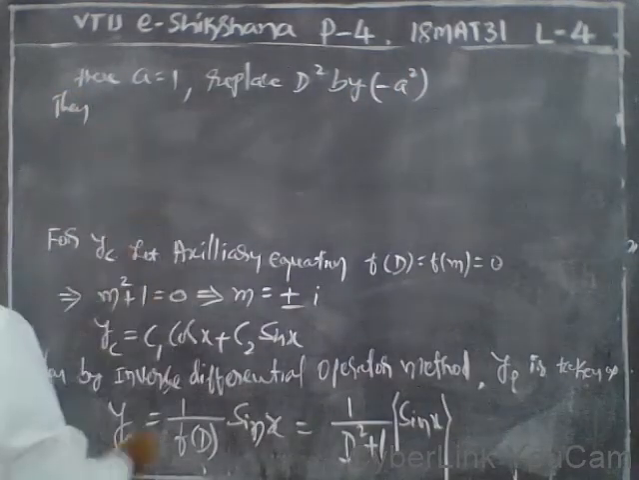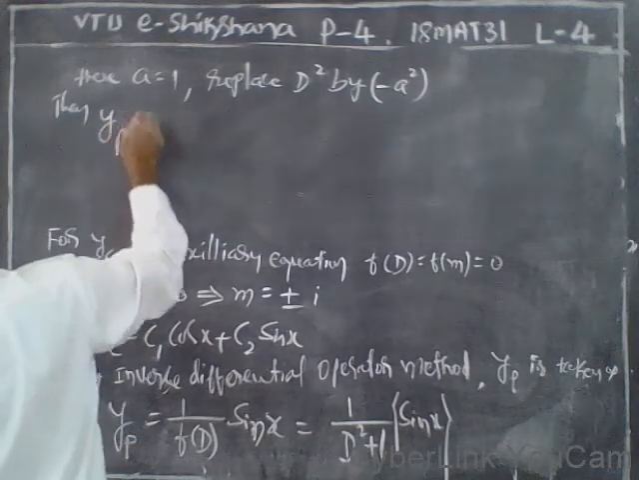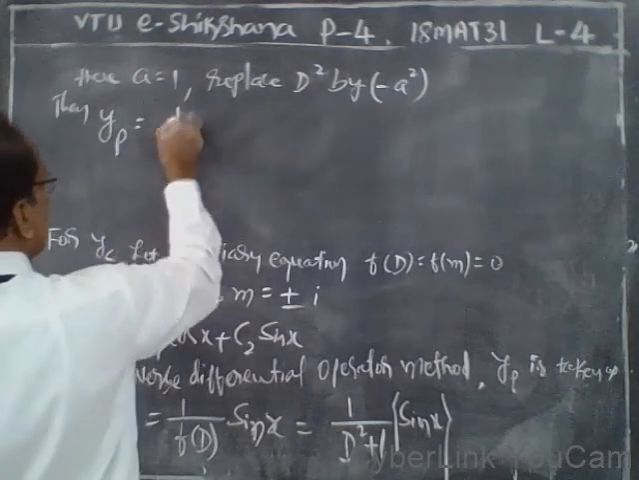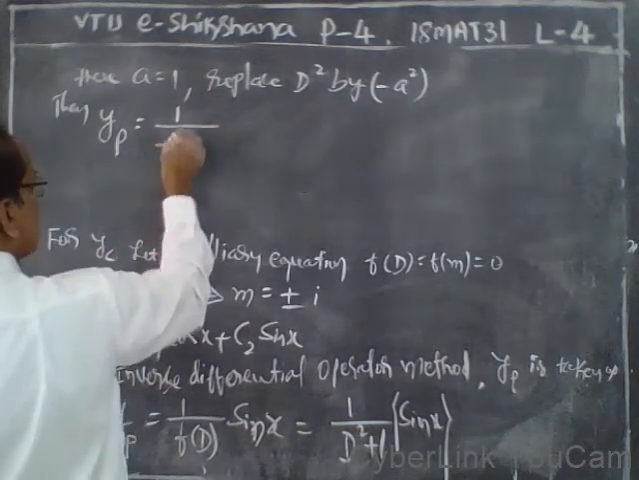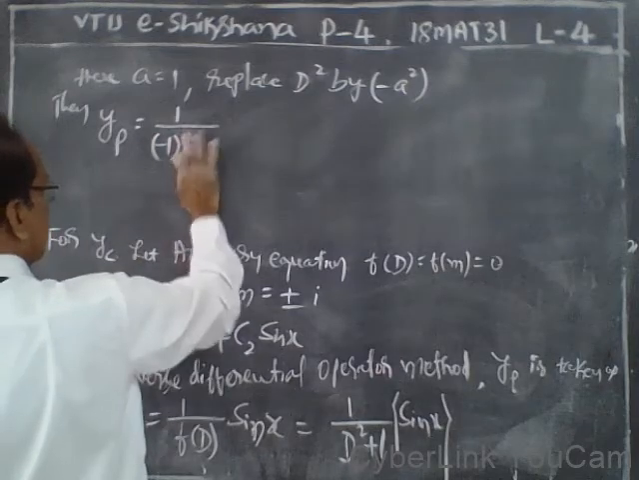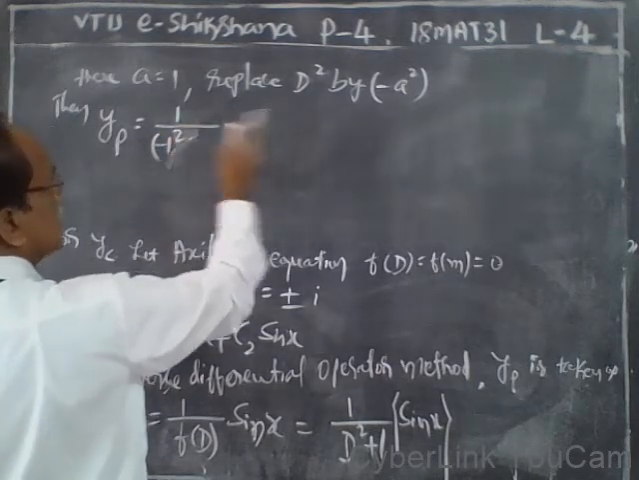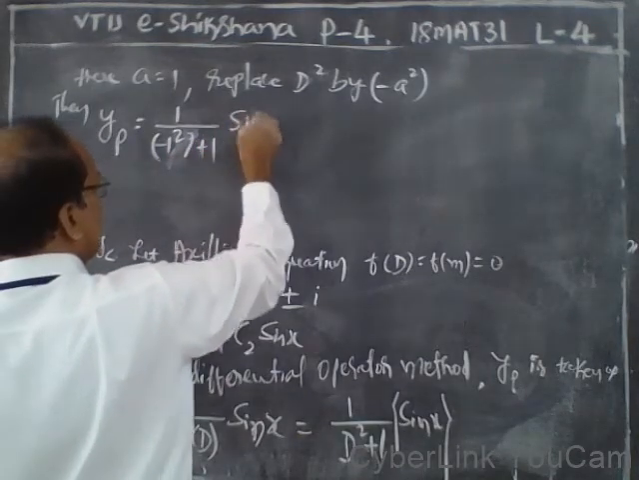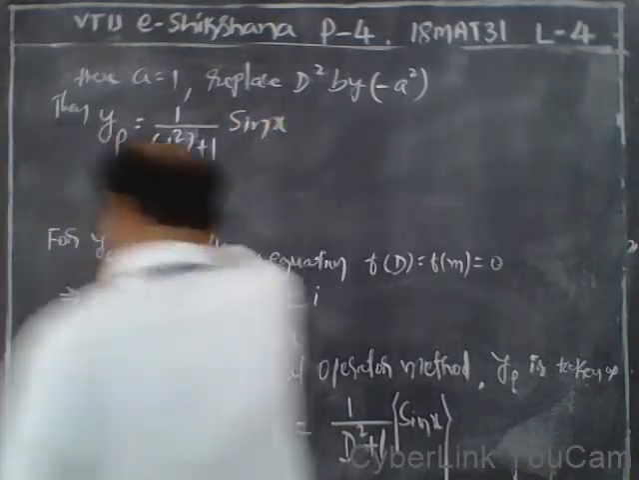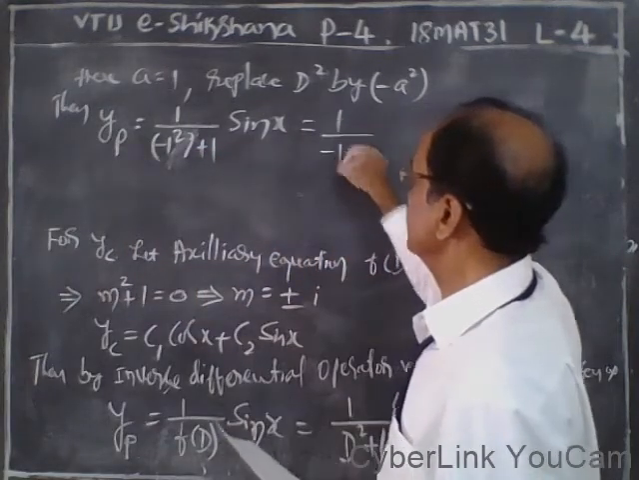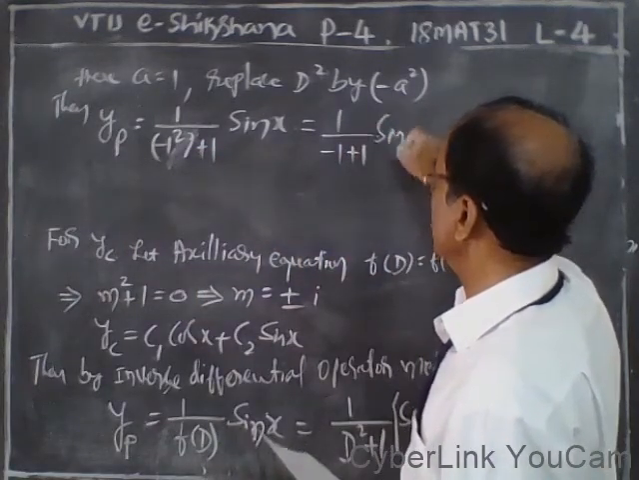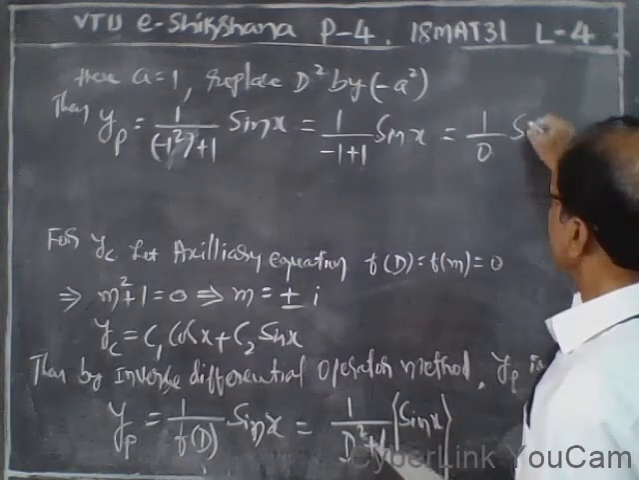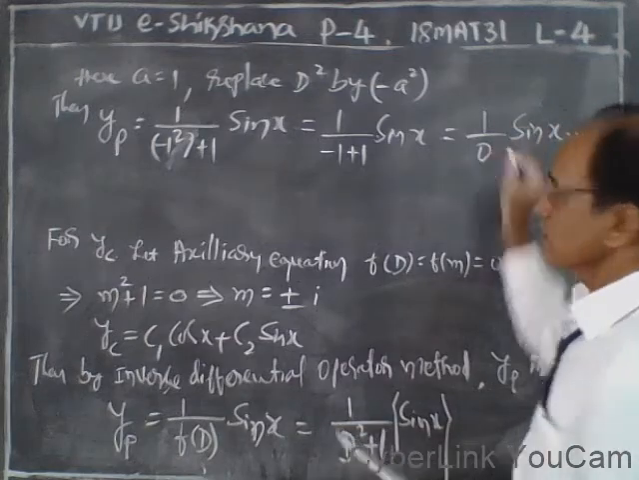Then that is yp. yp is equal to 1 divided by (minus 1 whole square, minus 1 square), that is minus a square, minus 1 square and plus 1, operating on sin x. This becomes 1 divided by minus 1 plus 1 operating on sin x. That is 1 divided by 0. 1 divided by 0 we are getting.